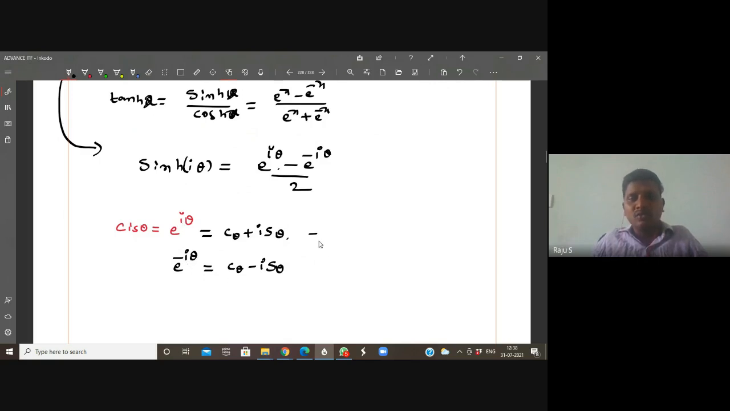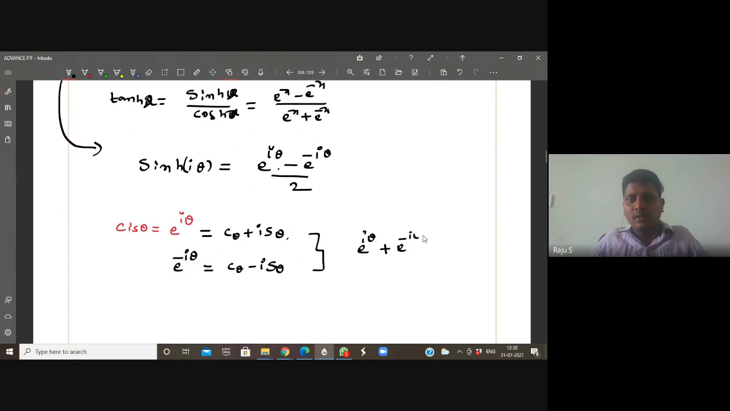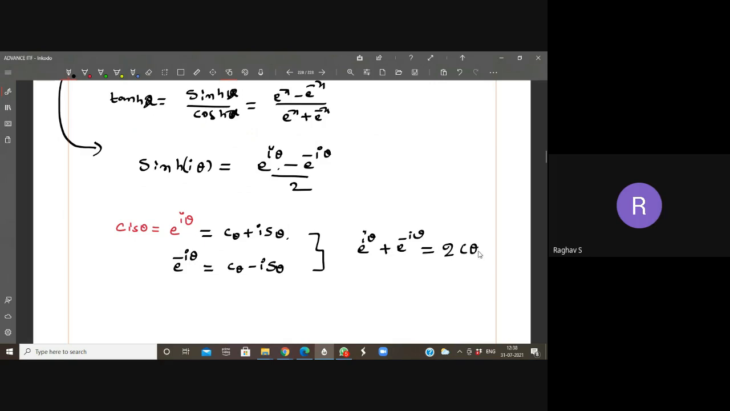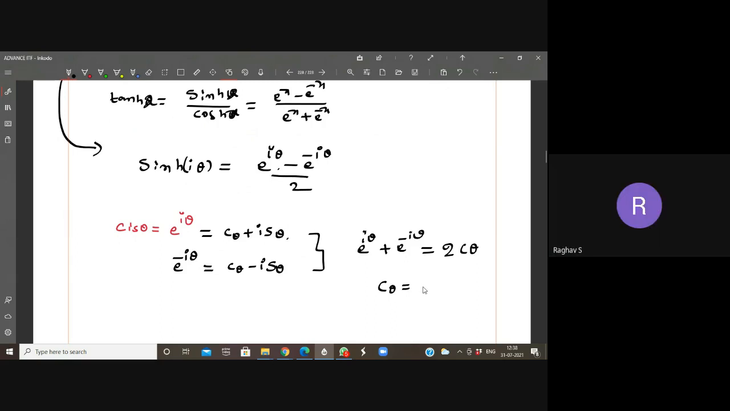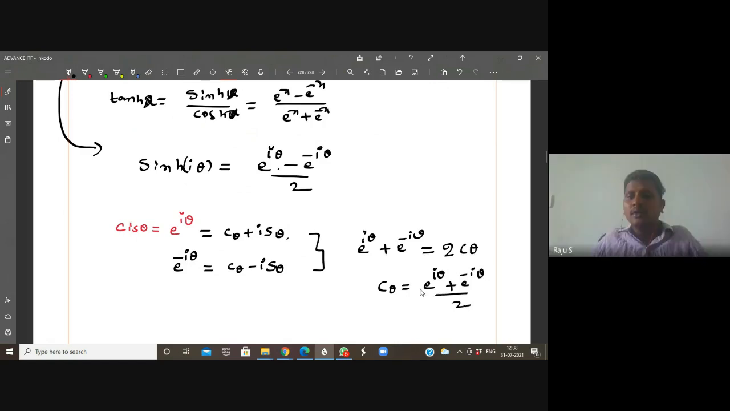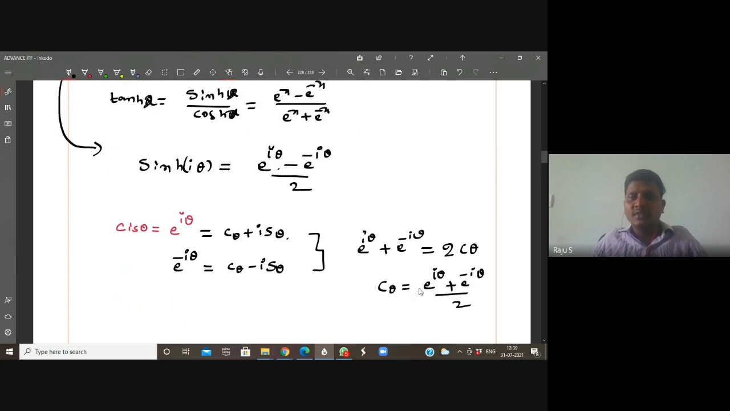When we add these two, we get 2 cos θ, because the i sin θ terms cancel. Then cos θ is equal to (e^(iθ) + e^(−iθ)) by 2. Okay, this is cos θ in terms of exponentials.